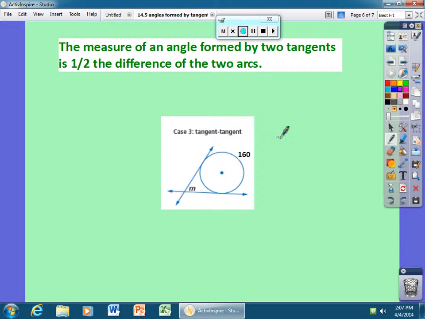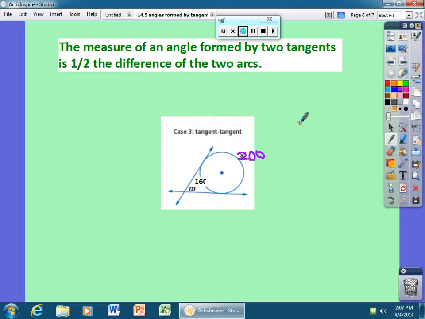Okay, this one again is half the difference of the two intercepted arcs, but the difference is two tangents intercept the whole circle. So since this is 360 degrees, or excuse me, 160 degrees, and the whole circle is 360 degrees, that can't be right. Okay, the 160 needs to go in here. And then this one out here would be the 200 degrees, because 360 subtract 160 is 200.